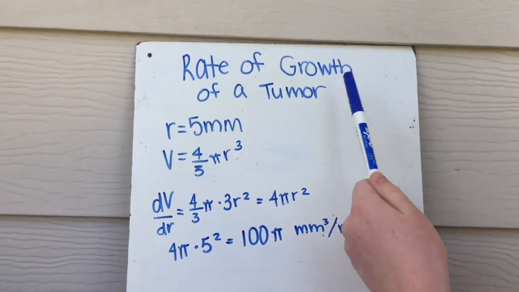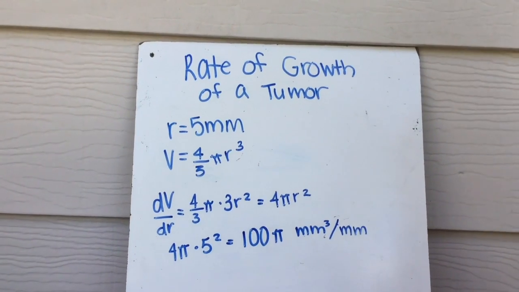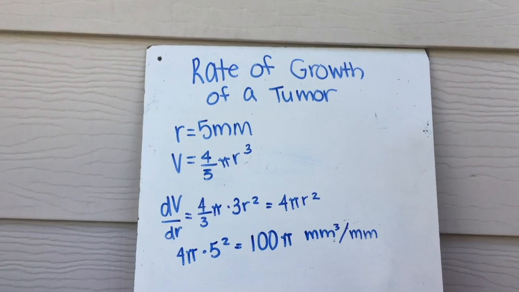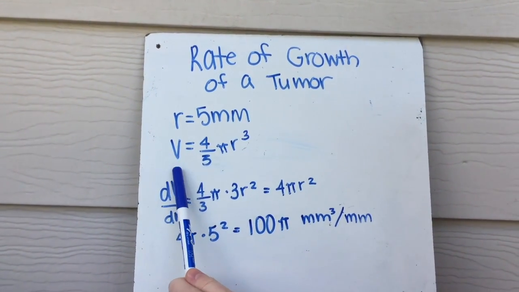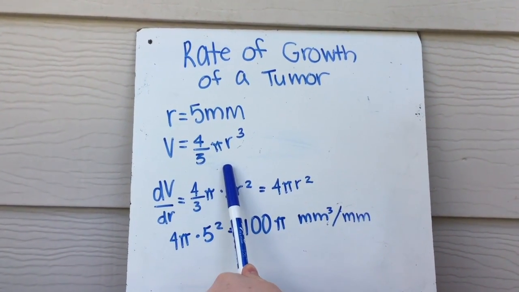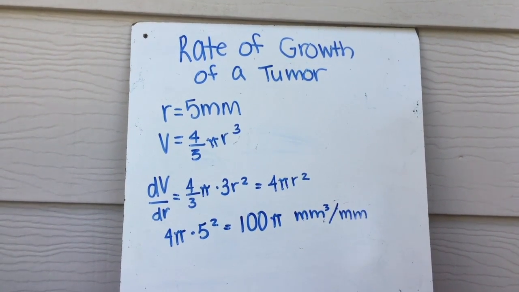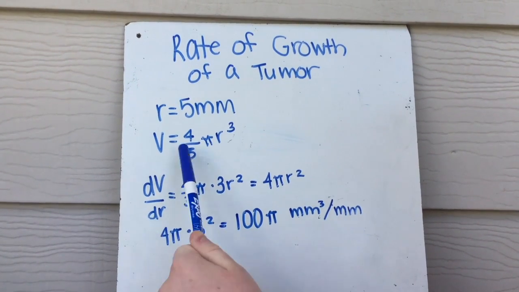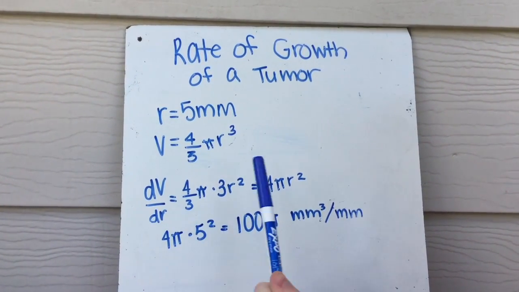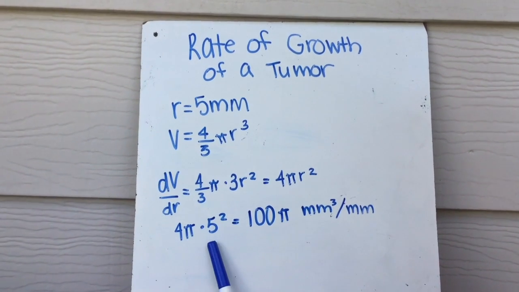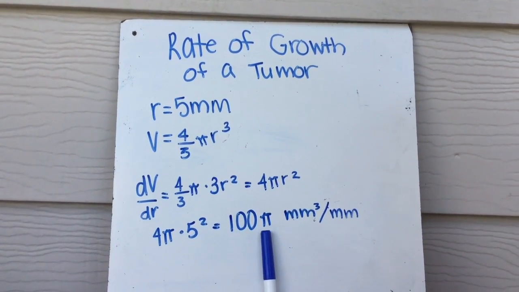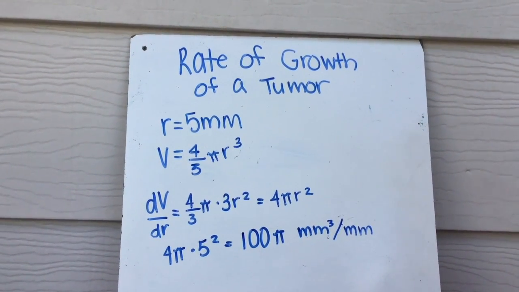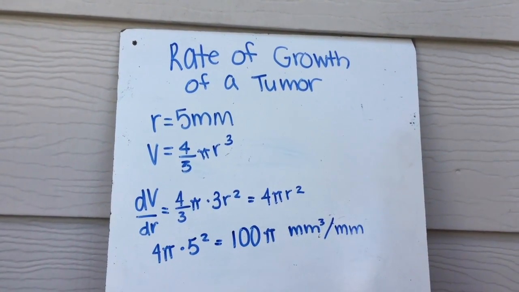So the example we're going to do is to determine the growth rate of a tumor in a body. The rate of growth of a tumor is the problem we're going to be doing, and the radius of the tumor is going to be 5 millimeters, and then this is the volume of a sphere because the tumor is spherical. So then to find it, we do the derivative of this equation with respect to r, and that gets you this. And then we plug the 5 millimeters in, which gets 100 pi. Millimeters cubed is the volume, and then that's per every millimeter it grows at the rate of 5.